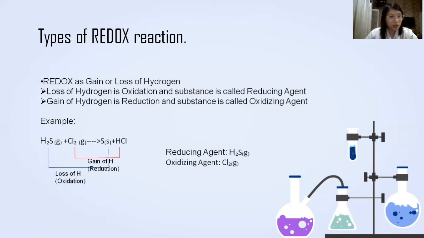In this reaction, the reducing agent will be hydrogen sulfide because it carries the atom that undergoes oxidation, while the oxidizing agent will be chlorine gas because it carries the atom that undergoes reduction.